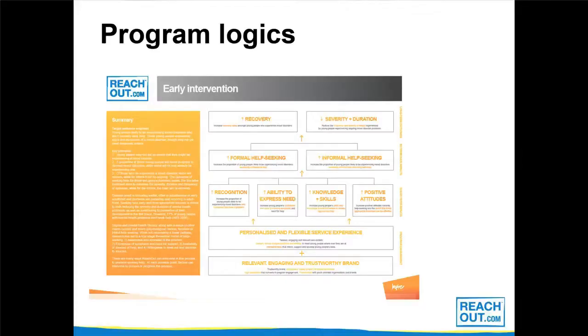Also, as part of our Next Gen process, we took the opportunity to review our program logics. We had a very robust evidence base which underpinned the different components of the service and the theory of behavioural change and the things that are going to make the biggest impact on young people's mental health and wellbeing in the short, the medium and the long term.